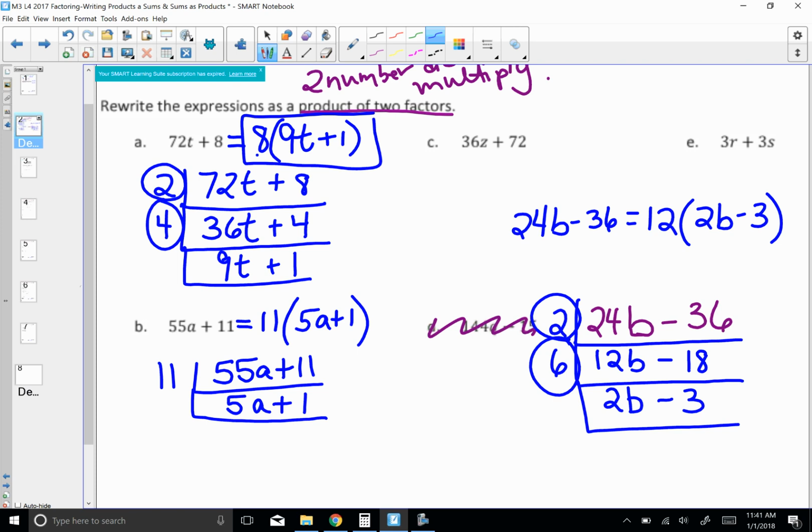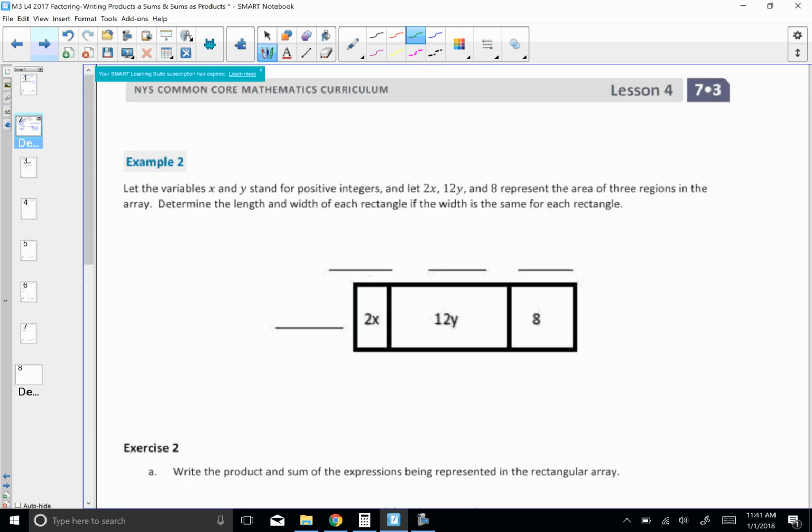So the directions here said rewrite the expressions as a product of two factors. They could also just say to you, factor the expressions. If you see that, that's what we just did. When we factor it, we're taking out the greatest factors that they share. What do we multiply to get those answers?